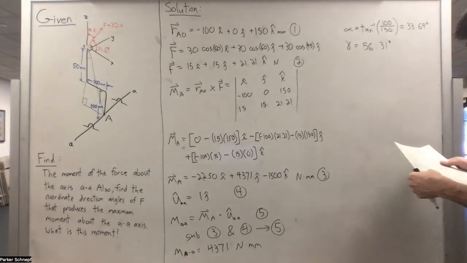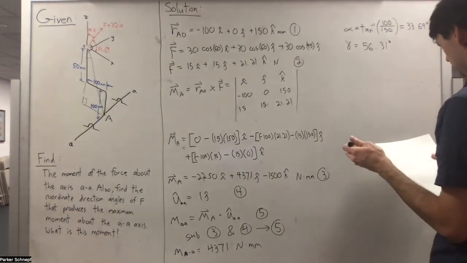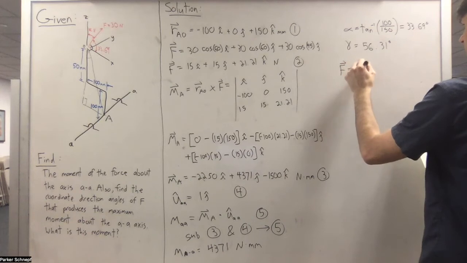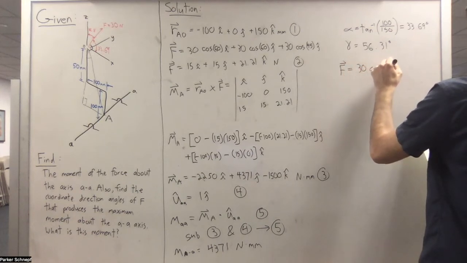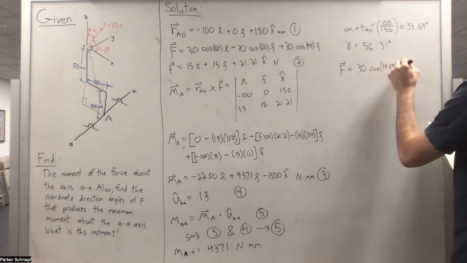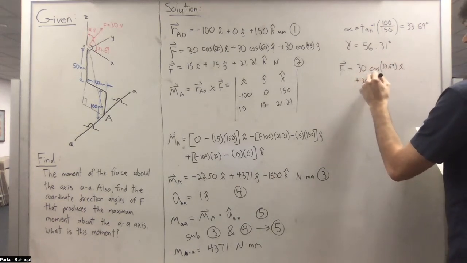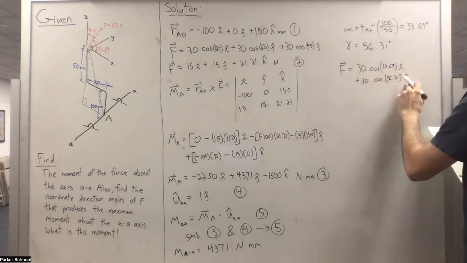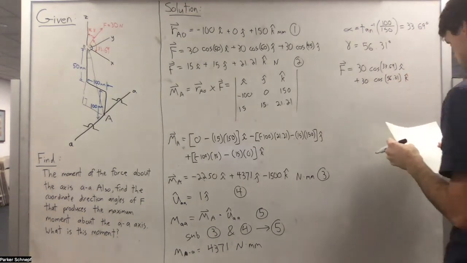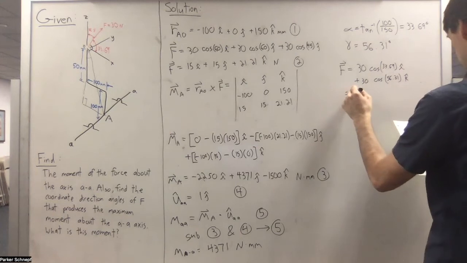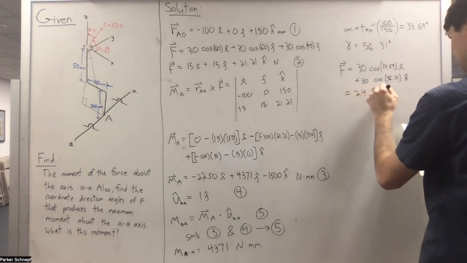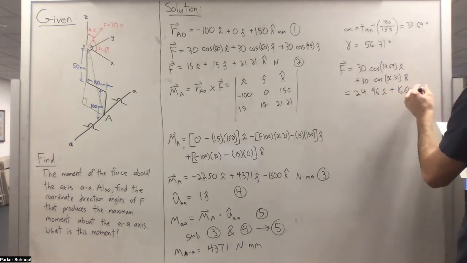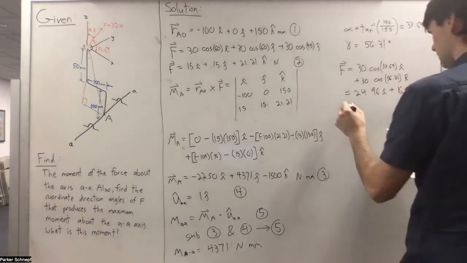So what is that force? What is that moment about the axis when we do it that way? Well, that would change our force vector. It's now 30 cosine 33.69 i hat plus 30 cosine 56.31 k hat, z direction, which equals 24.96 plus 16.64. And then we just take the cross product.